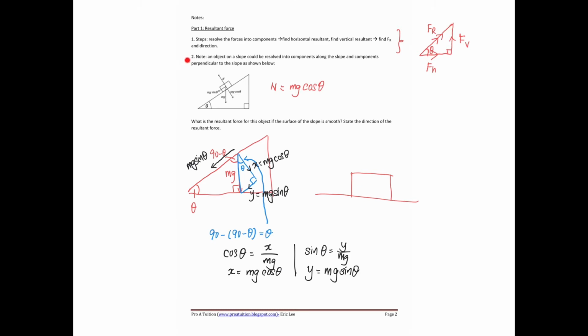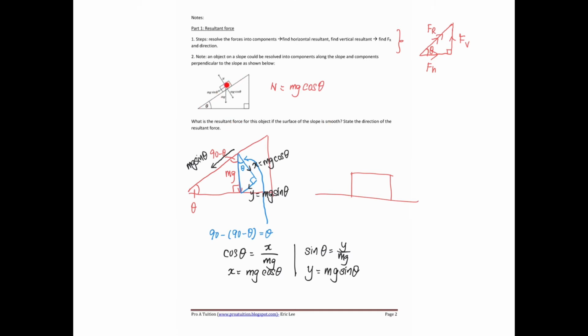Now number 2 is about an object on a slope, which could be resolved into a component along the slope, which is this one, mg sine theta, as I already explained, and a component perpendicular to the slope, mg cos theta, as shown below. So you see the resolution. Then the question: what is the resultant force for this object if the surface of the slope is smooth? If the surface is smooth, that means there is no friction. This plane has no friction.